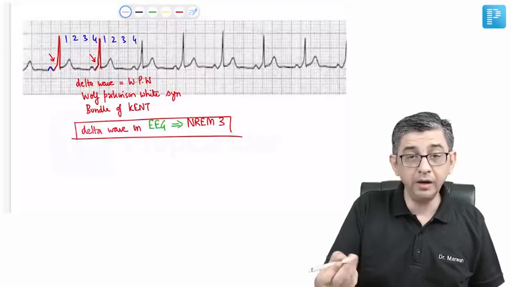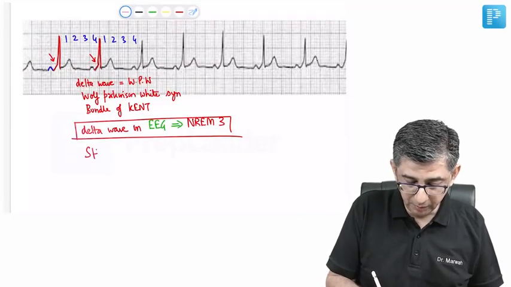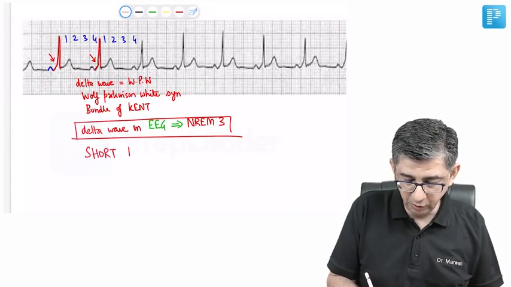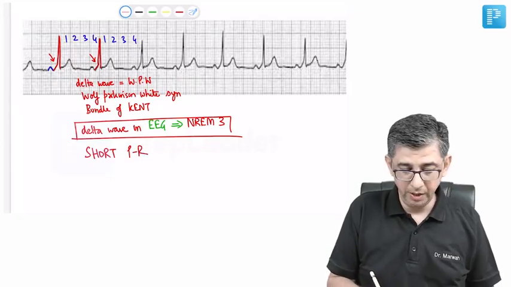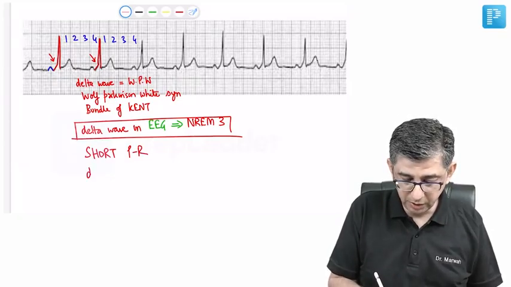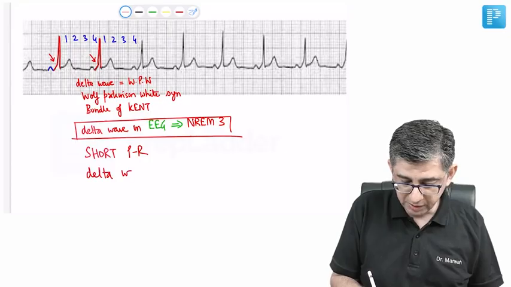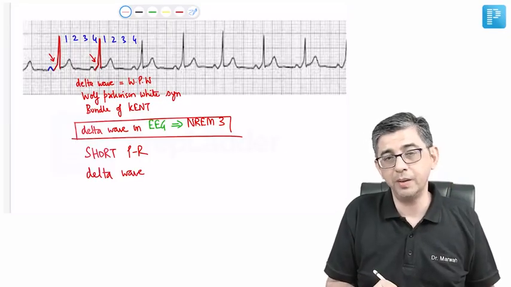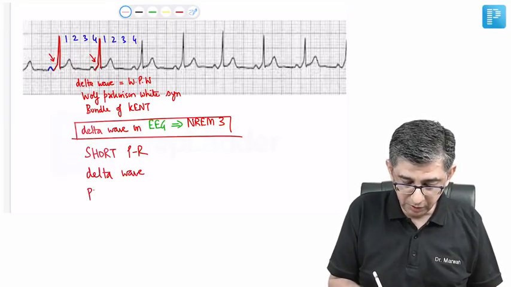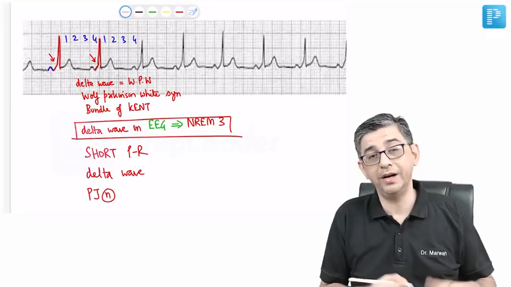Now, why am I repeating it? You will get a better understanding of it if you continue listening. At the moment I said there is a short PR, there is a delta wave present. That was the change in the slope of the upswing of the R, and PJ interval in this condition happens to be normal. Now, why did I write it?